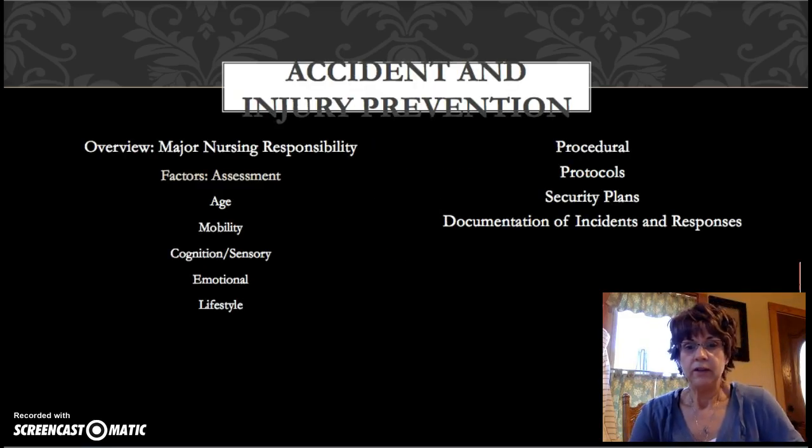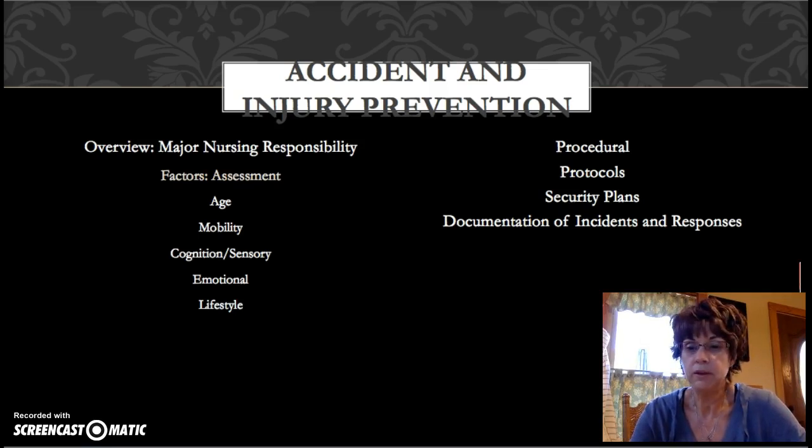So let's talk about accident and injury prevention a little bit. Accident and injury prevention is a major nursing responsibility. Actually, this entire content is a major nursing responsibility. And how do we prevent accidents and injuries to our patient? Well, the first thing is we have to be able to assess our patient's ability to protect themselves.